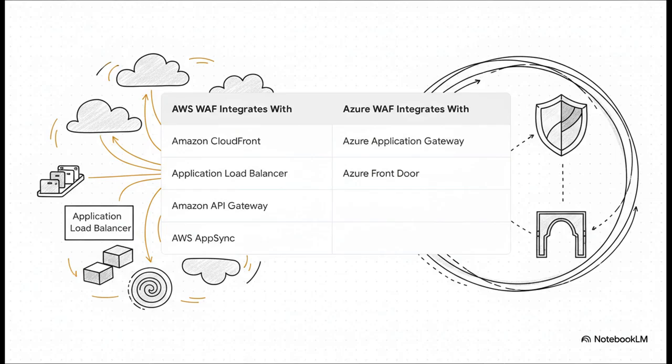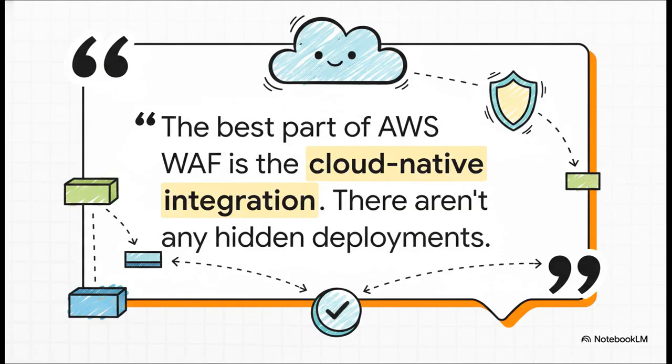AWS WAF is built to protect the crown jewels of AWS, things like CloudFront, your application load balancers, and your API gateway. And on the flip side, Azure WAF hooks right into its own core services, like Azure Application Gateway and Front Door. It's all about that deep, seamless integration within their own worlds. And users really feel that.